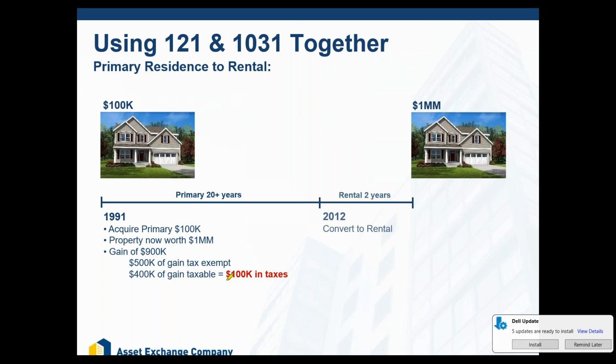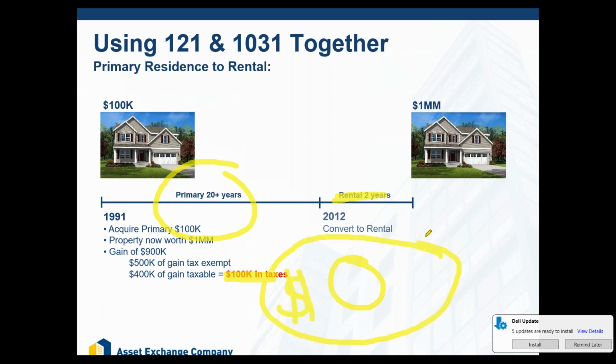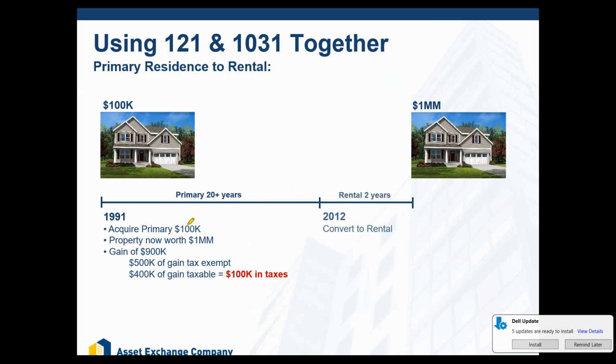So you would have paid $100,000 in taxes had you sold it as your primary. If you rent it out and then do an exchange, you can convert that $100,000 tax bill to absolutely nothing. And ladies and gentlemen, I have worked with clients who have done this not on $1 million properties, but on $5 million properties. They have saved themselves $1 million in taxes. It's ridiculous. It's a phenomenal rule.